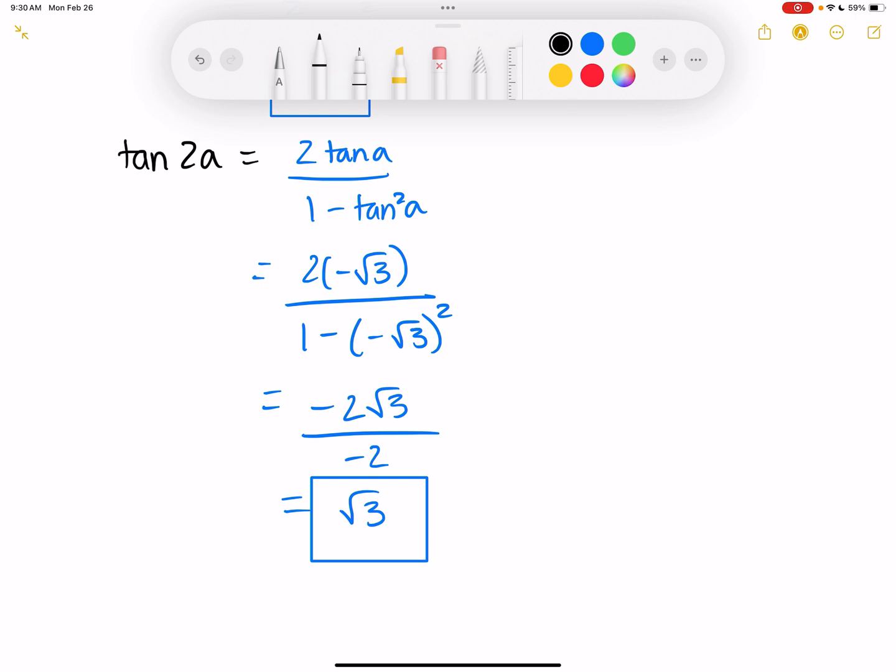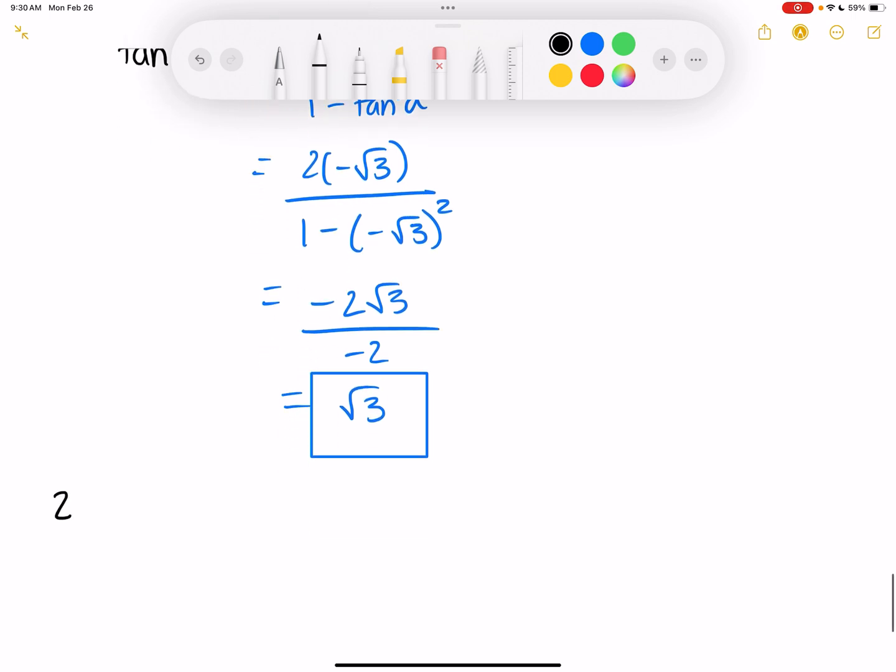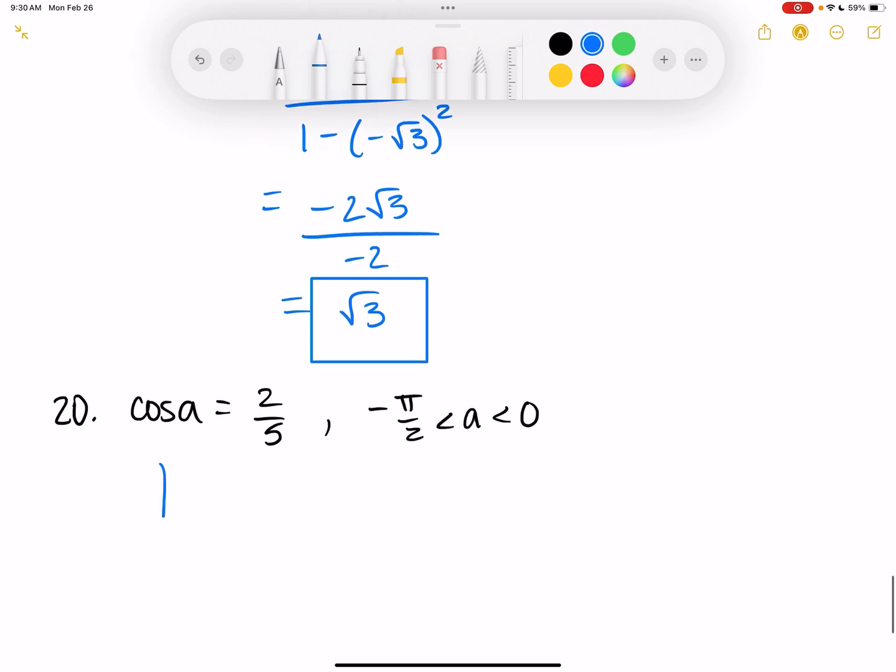All right, another one, number 20. Cosine of A is equal to 2 over 5, and negative pi over 2 is less than A is less than 0. So where does that mean this triangle is going to be? Yep, quadrant 4. So it's going to be down here.